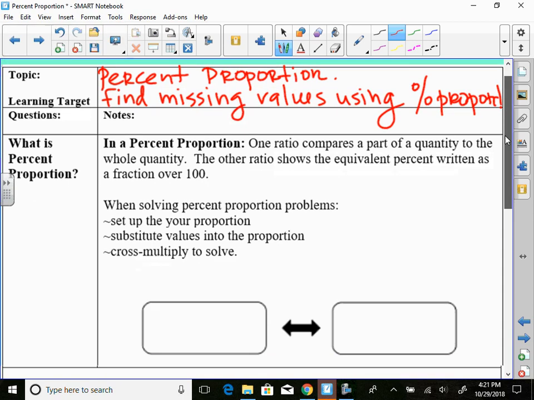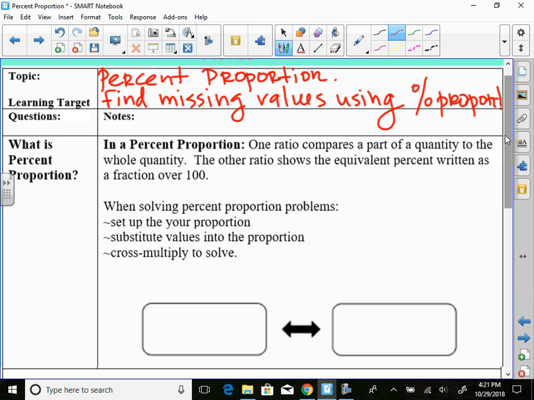All right, I'm going to abbreviate. Okay, so what is a percent proportion? In a percent proportion, one ratio compares a part of a quantity to the whole quantity, and the other ratio shows the equivalent percent written as a fraction over 100. What does that mean? It means you're going to have two fractions. You will be comparing part of something to whole of something, and then in the second ratio you will be comparing percent to 100%, the total percent.